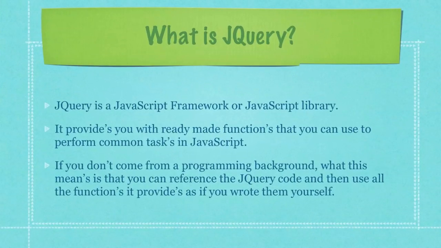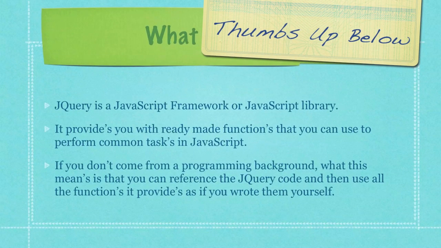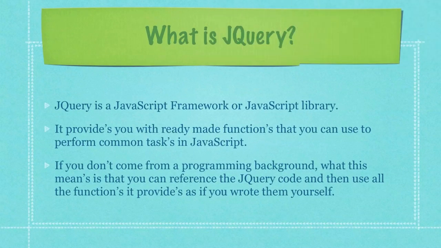So what exactly is jQuery? jQuery is a JavaScript framework or JavaScript library. It provides you with ready-made functions that you can use to perform common tasks in JavaScript. If you don't come from a programming background, what this means is that you can reference the jQuery code and then use all the functions it provides as if you wrote them yourself.